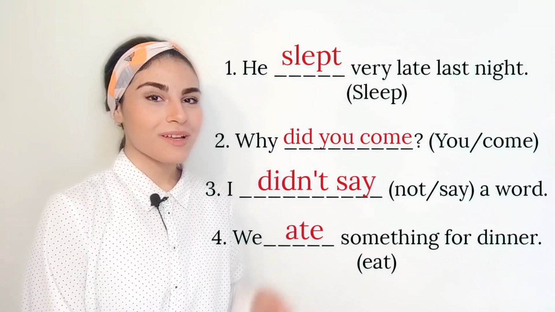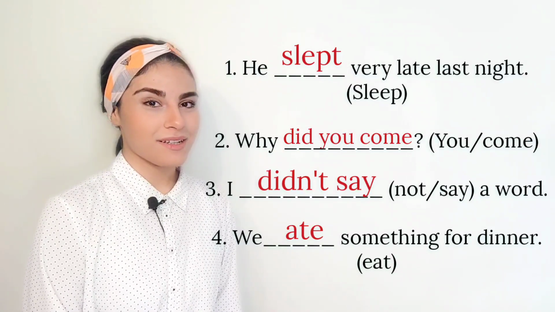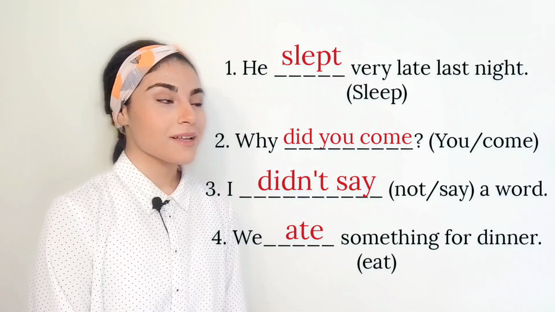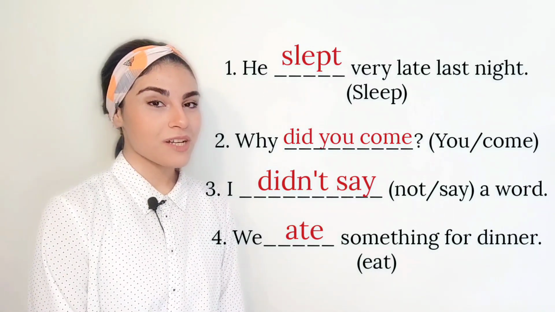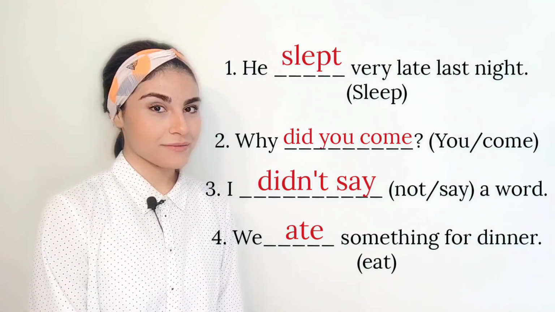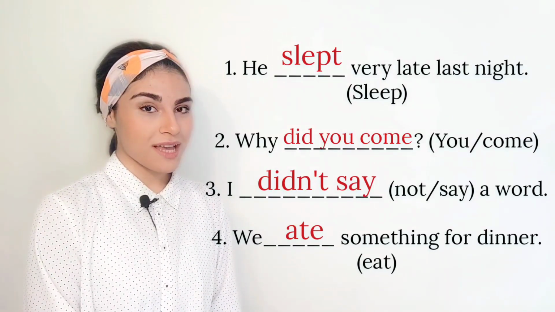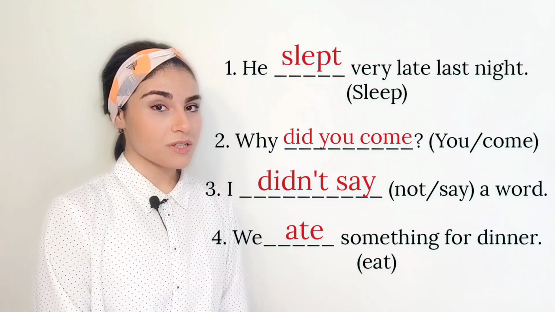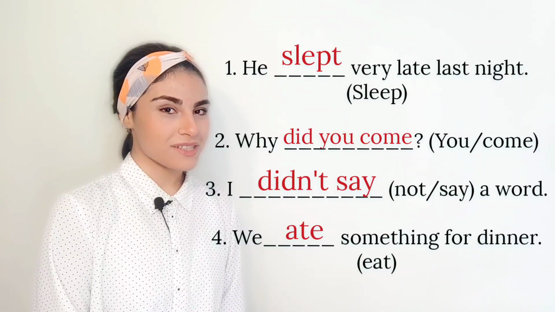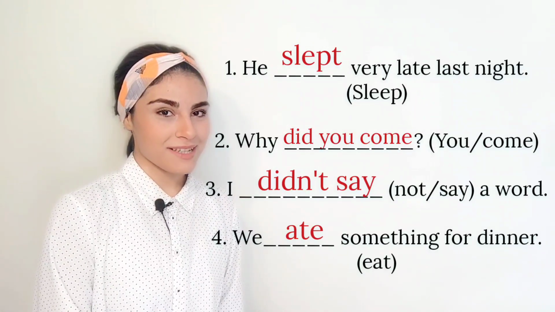Okay, so it said last night. We know it's a past simple tense. He slept last night. Sleep is an irregular verb and you need to learn it. The second one is a question form, so we add a did, and the main verb remains unchanged. Why did you come? The third one is a negative sentence, so we say I didn't or I did not say a word. And then we have, we ate something for dinner. Eat is another irregular verb that can be found in the irregular verbs list.